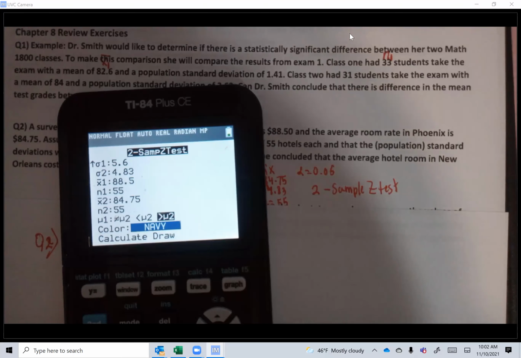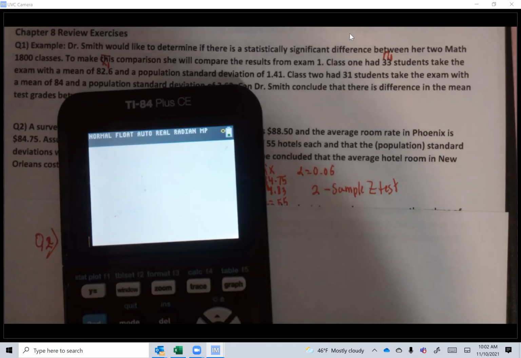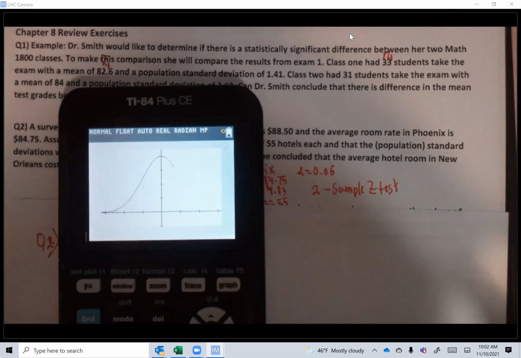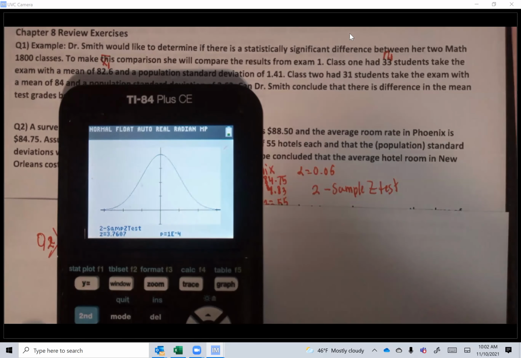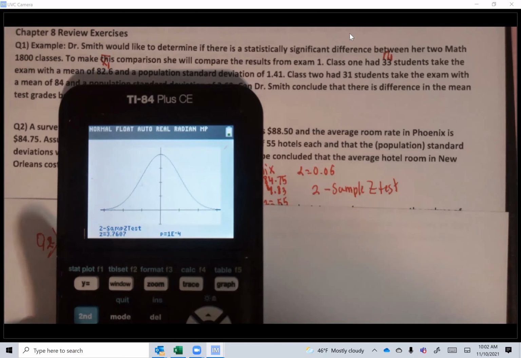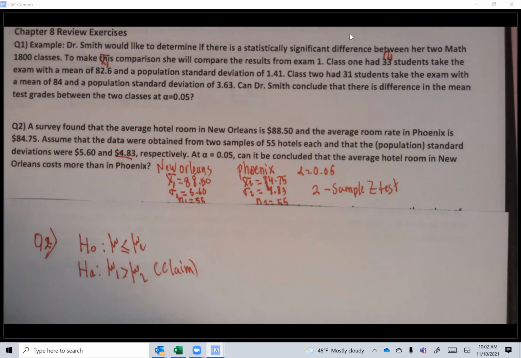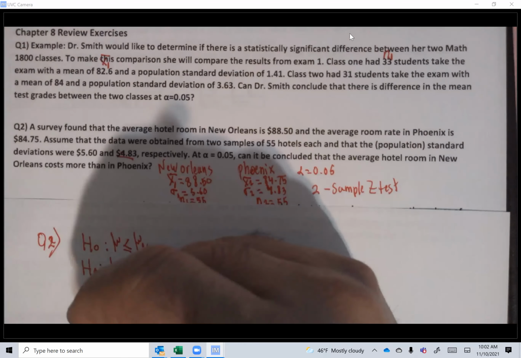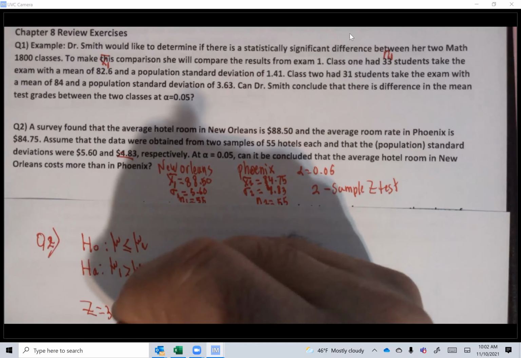And let's do a draw. So your p-value will be on the right this time. And it didn't show any p-value, that means it's almost 0. So Z is 3.76. And look at the p-value.